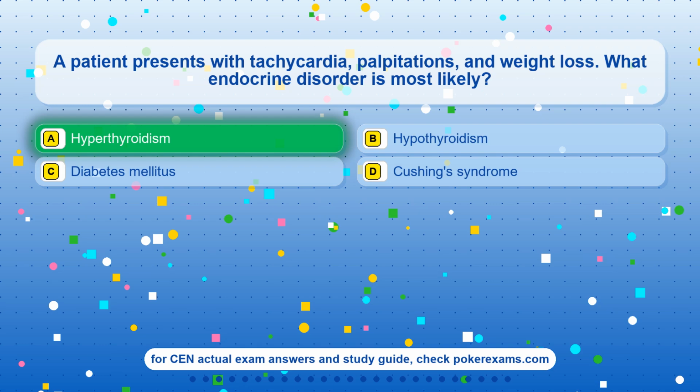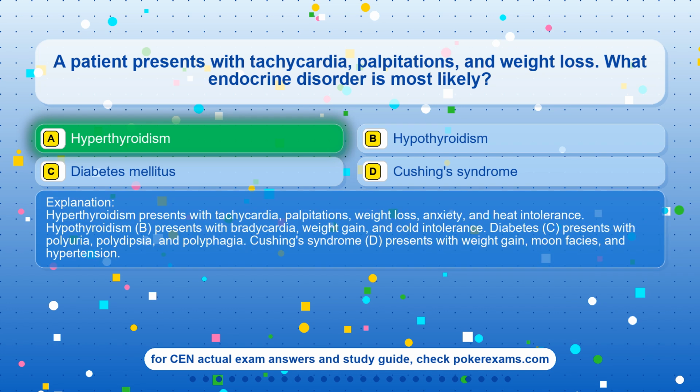The correct answer is option A. Hyperthyroidism. Hyperthyroidism presents with tachycardia, palpitations, weight loss, anxiety, and heat intolerance. Hypothyroidism, B, presents with bradycardia, weight gain, and cold intolerance. Diabetes, C, presents with polyuria, polydipsia, and polyphagia. Cushing's syndrome, D, presents with weight gain, moon facies, and hypertension.